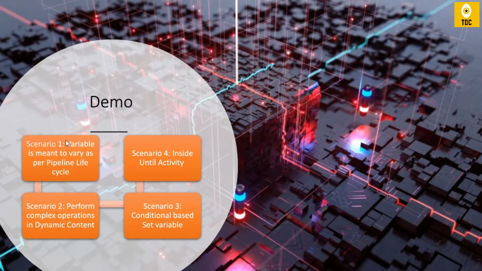We will see how the variable varies across the pipeline lifecycle, and how set variable can be used to perform some kind of complex operation, especially when we're adding dynamic content. Like in most cases in a Data Factory pipeline, there is an add dynamic content option, if you have seen it. So there you can add dynamic content, but if it is a complex calculation that you want to have, then you will make that complex calculation in the set variable.